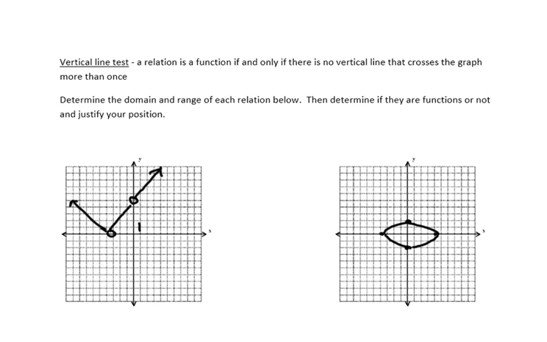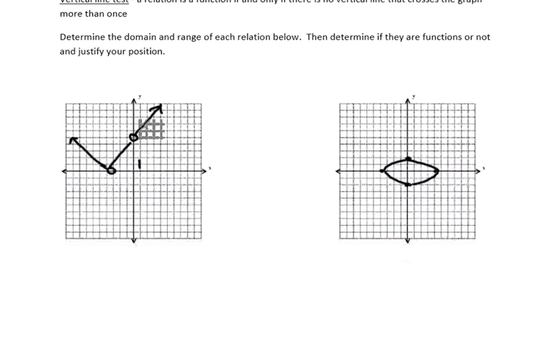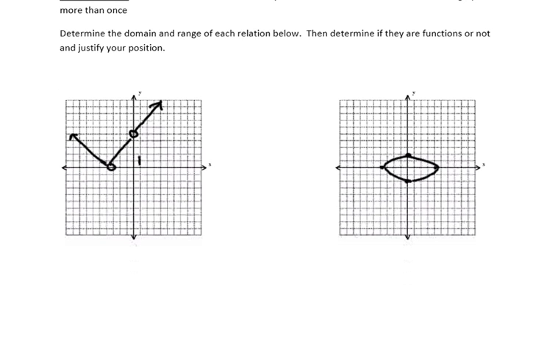So what I would like to do for these two examples below is to determine the domain and the range of each relation below and then determine if they are functions or not and be able to justify our position. So let's start with the left graph. Almost looks like a check mark. Let's write the domain and the range for this. So the domain, remember that is all of the inputs, or in a coordinate plane here, all my x values.